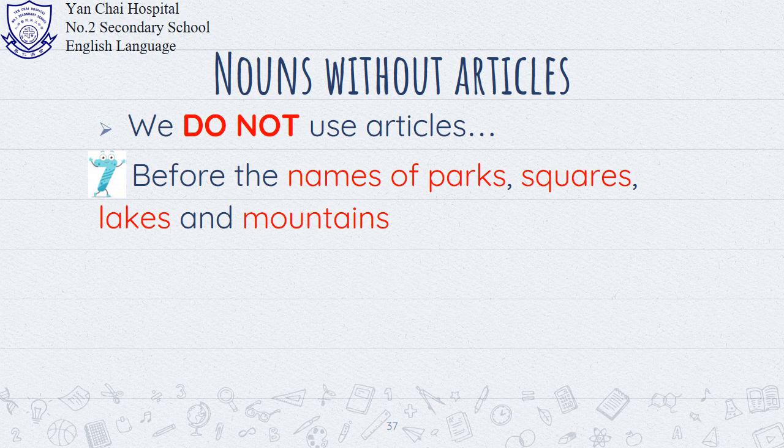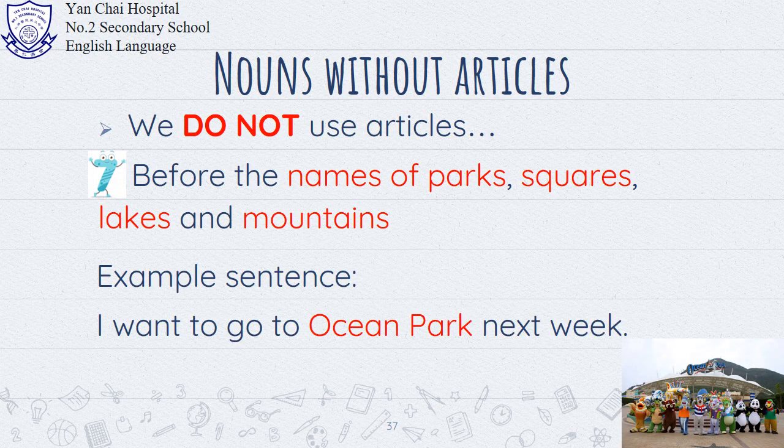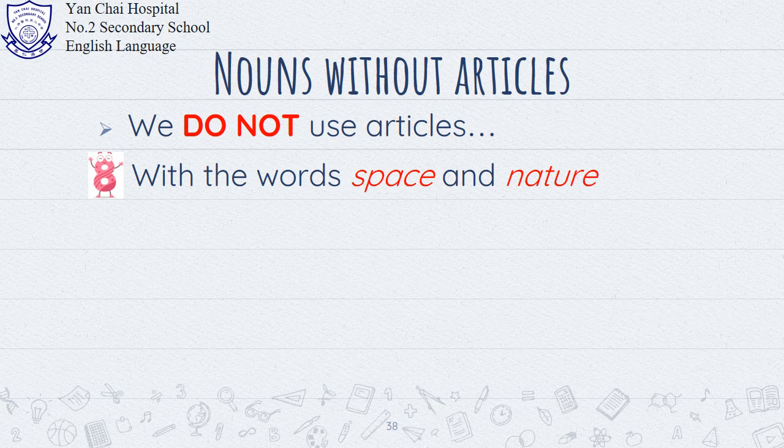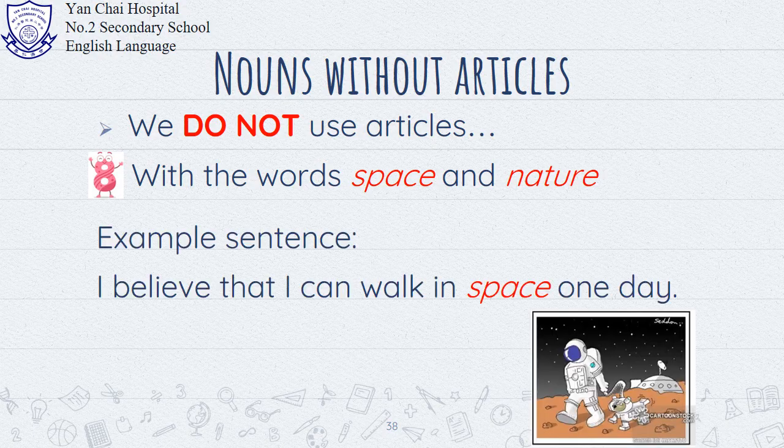We do not use articles before the names of parks, squares, lakes, and mountains. Example sentence: I want to go to Ocean Park next week. We do not use articles with the words space and nature. Example sentence: I believe that I can walk in space one day.